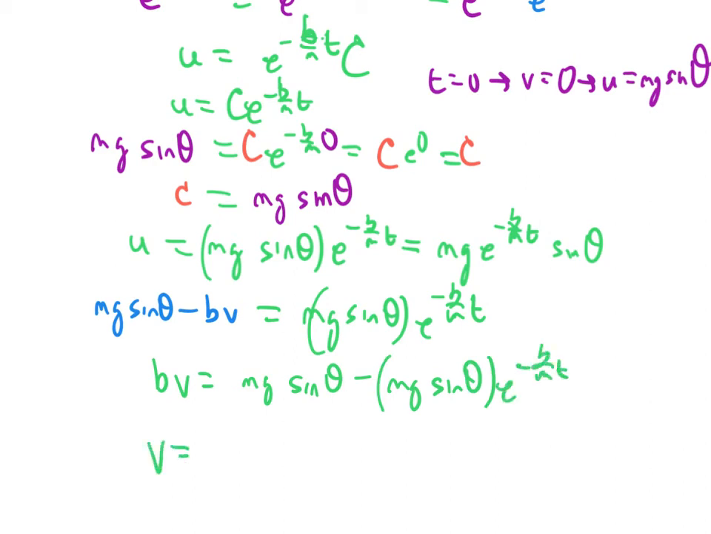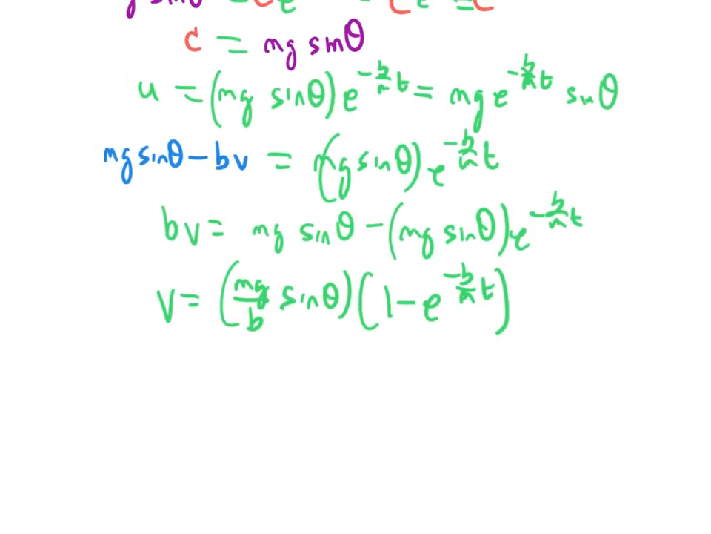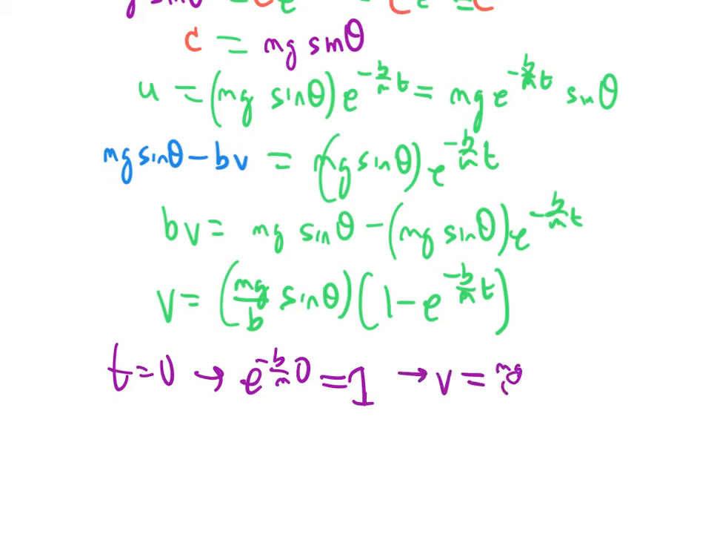And so therefore v would have to be mg over b times sine theta times 1 minus the exponential e to the minus b over m times t. Does that work? Well, when t equals 0, then e to the minus b over m times t is 1, and that says that v equals mg over b sine theta times 1 minus 1, or 0, so that's good.